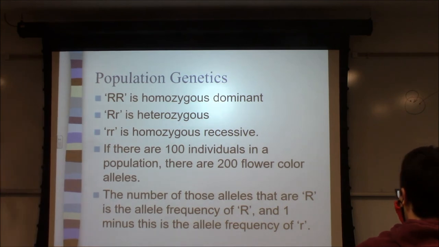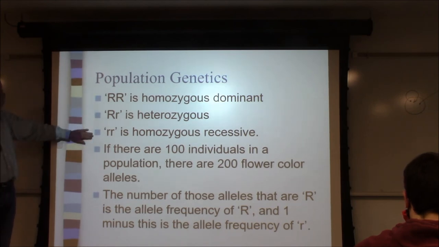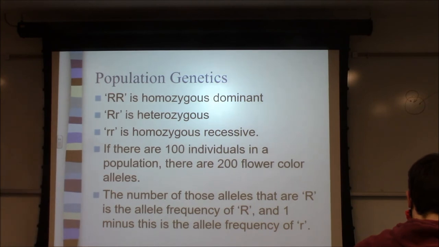Okay, so for our purposes then, big R is homozygous dominant, heterozygote, homozygous recessive. So let's imagine you have 100 individuals in a population. That then means you have 200 flower color alleles. You have many more, right? Because every organism has more than one cell.